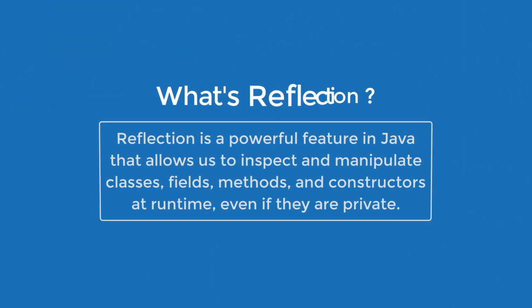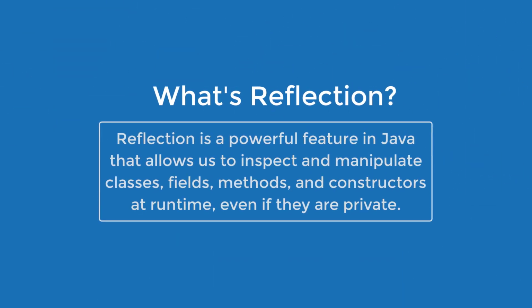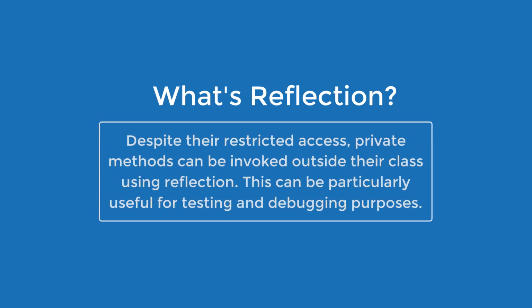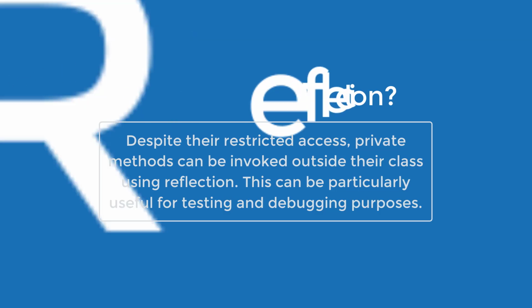Reflection is a powerful feature in Java that allows us to inspect and manipulate classes, fields, methods, and constructors at runtime, even if they are private. Despite the restricted access, private methods can be invoked outside their class using reflection. This can be particularly useful for testing and debugging purposes.